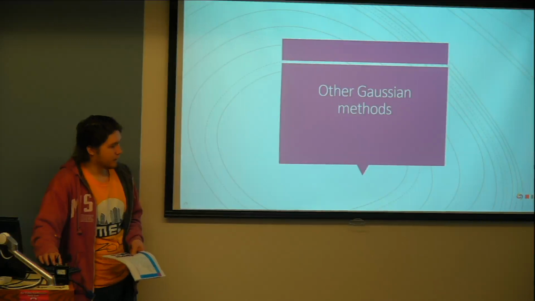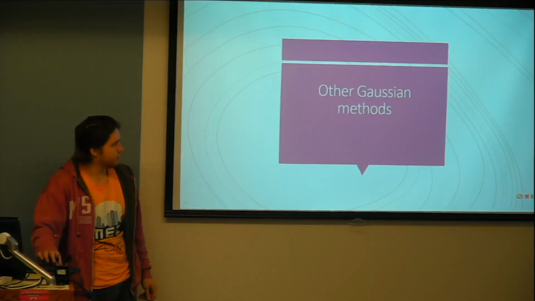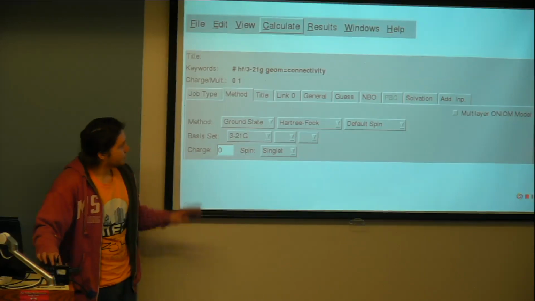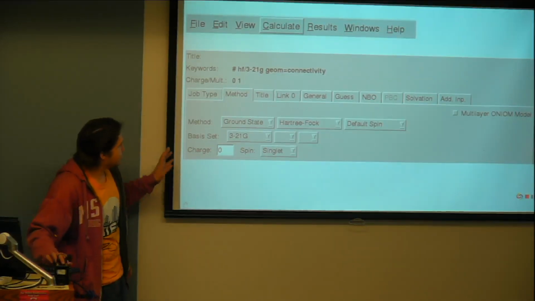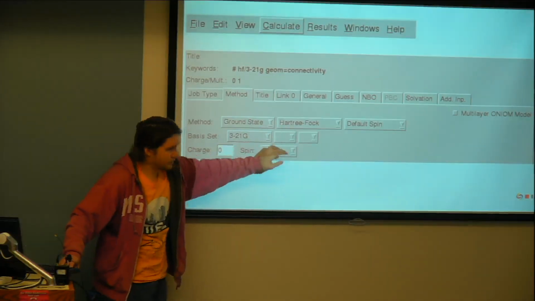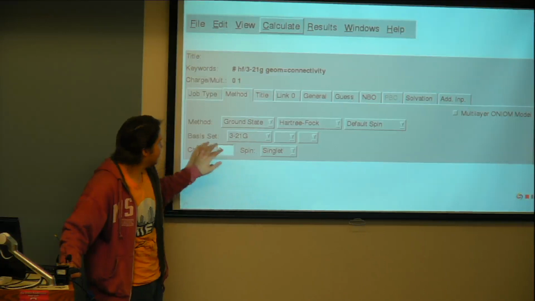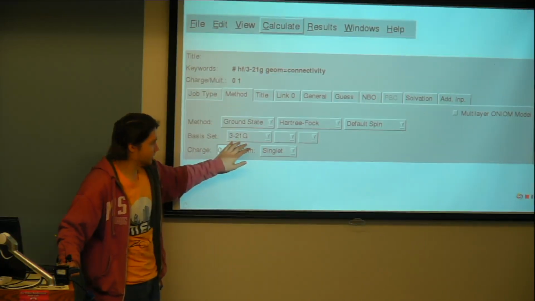Other Gaussian methods, which are more developed and are capable of creating greater, more accurate approximations: first, in the Gaussian program, when you go to the method and calculate section, you'll see this arbitrary method. If you click on that, you'll see a list of different methods that you can use. Also, the basis set is important, which I will be talking about later.